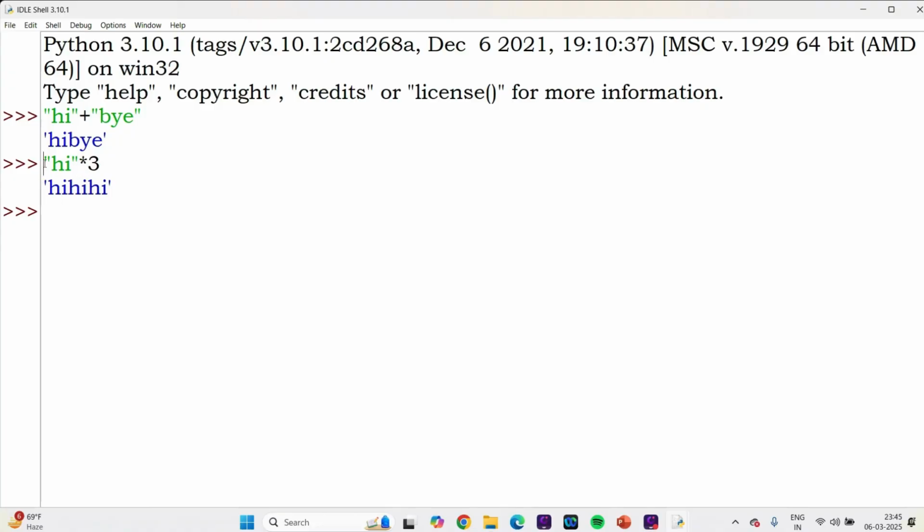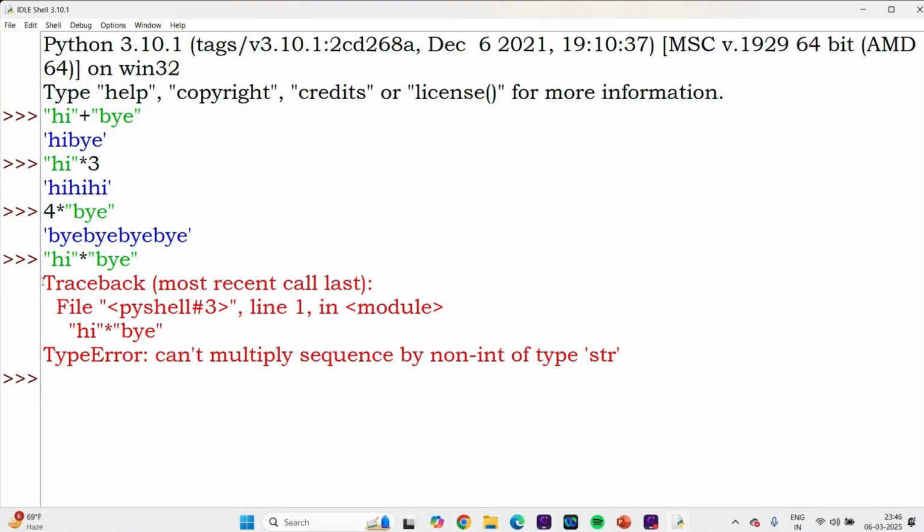So what we have done here, we took one string and one integer or numeric value. Now let's say I'm going for 4 asterisk say BYE. So this is also accepted, where this bye is going to be represented 4 times. But one thing is, out of these two parameters that I'm giving, one of them must be an integer. I mean, I cannot take, suppose I'm writing a string multiplied with another string, this will lead to an error.